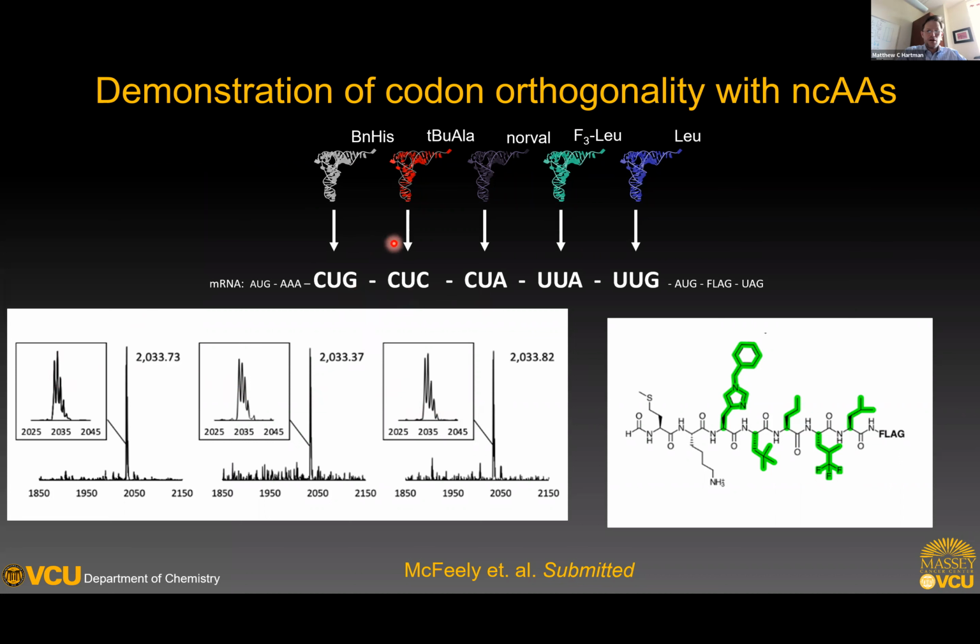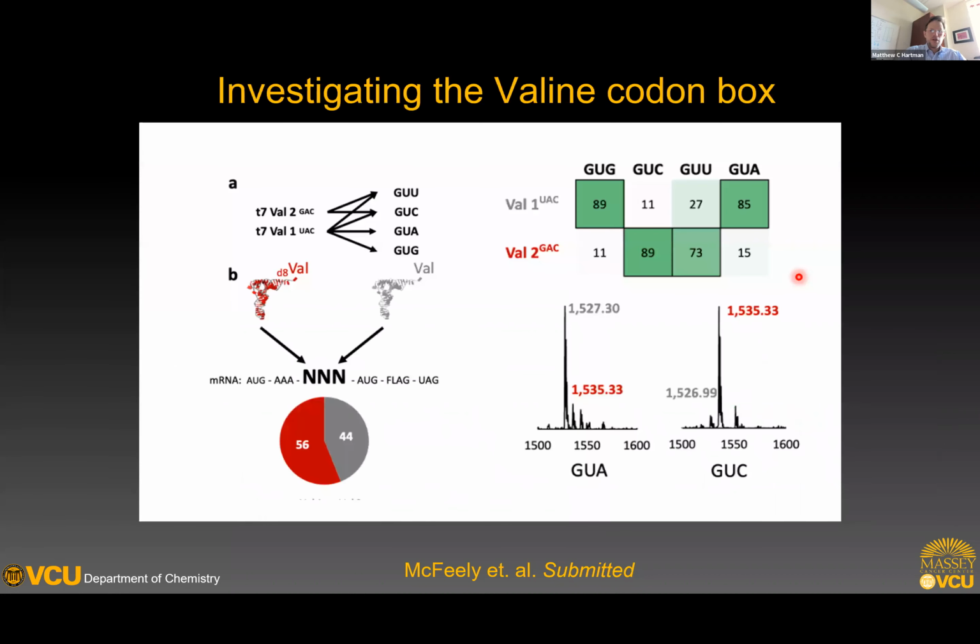So now we are introducing 5 different amino acids, leucine plus 4 novel non-canonical amino acids, into the leucine codon box. And the peptide that we made is shown here. So the next question was, well, can these hyperaccurate ribosomes start to break apart the degeneracy of other codon boxes? And so we looked down the table a little bit at valine.